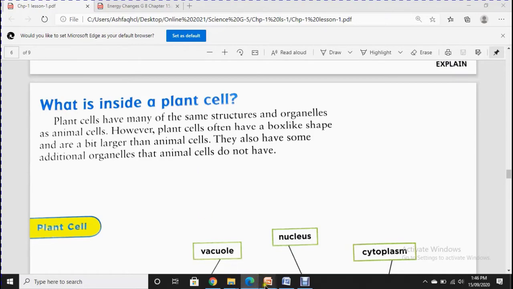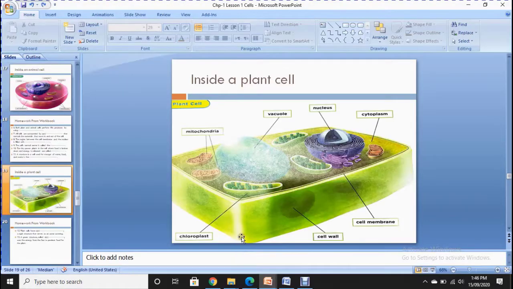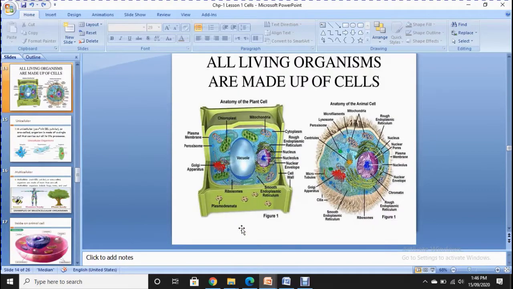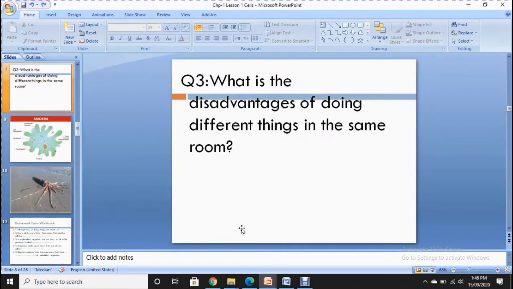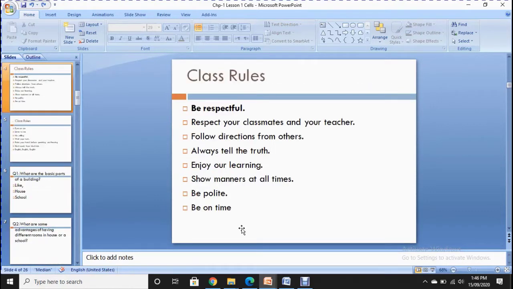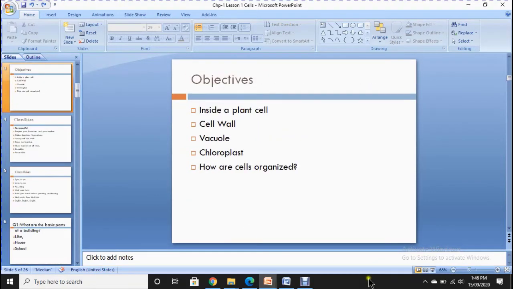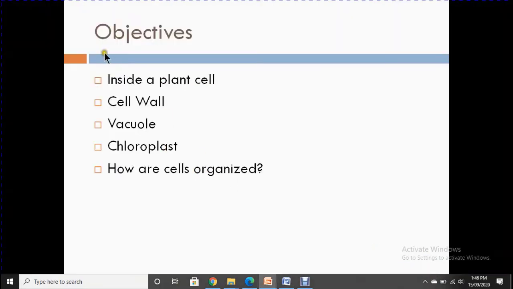So here first we're going to see the objectives of the day. After this lesson you will be able to know about these things. So the objective of the lesson is here. Number 1. Inside a plant cell, cell wall, vacuole, chloroplasts. So these are the 4 objectives of the day.